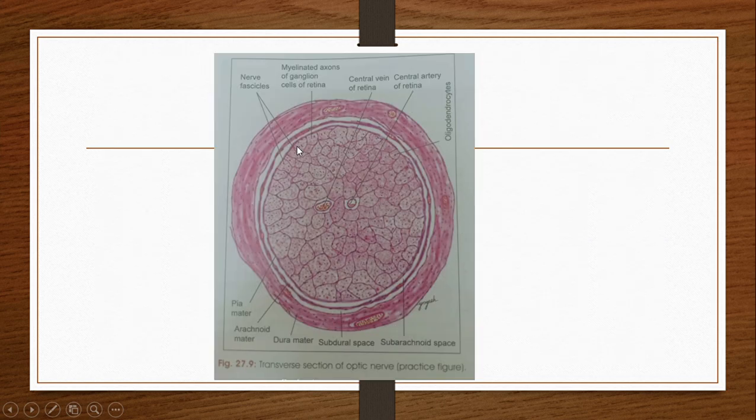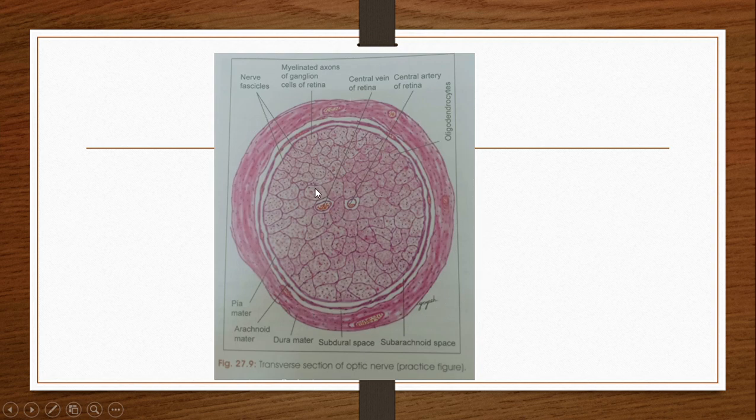That is, the nerve fascicles can be seen, the myelinated axons of ganglion cells of retina. Ganglion cells of retina can be seen in the nerve fascicles, and they are subdivided by means of the septa which are forming from the innermost covering, that is pia mater. Outer to that there is arachnoid mater. The outermost covering is the dura mater.